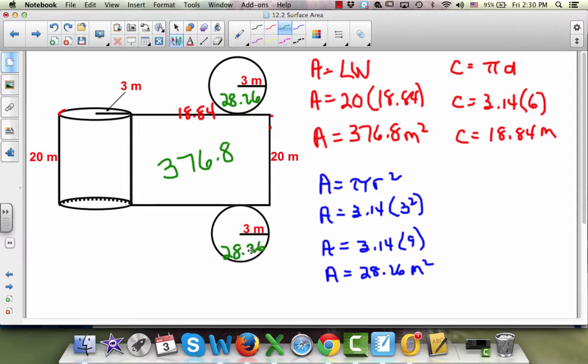So if we want to find the area of the entire cylinder, we found the area of the rectangle, of the top, and of the bottom. And so now we add those together and we get 433.32. 433.32 is the surface area of this cylinder.